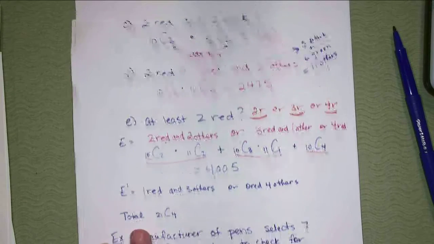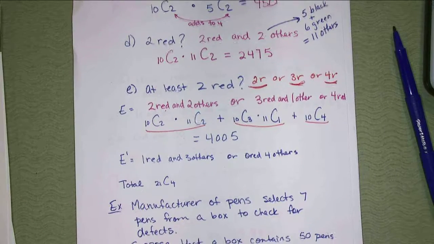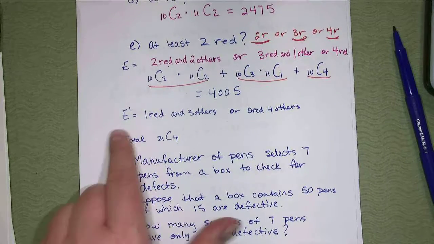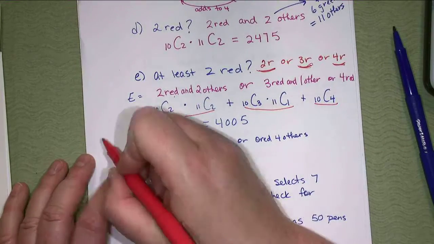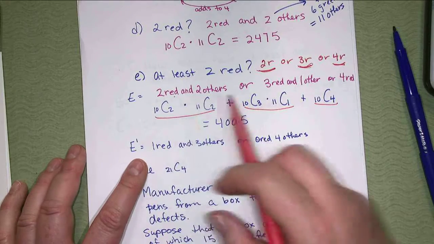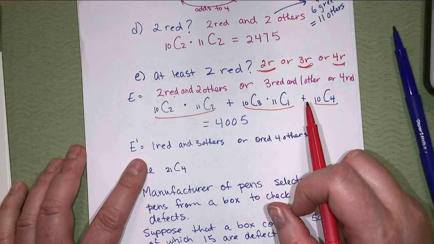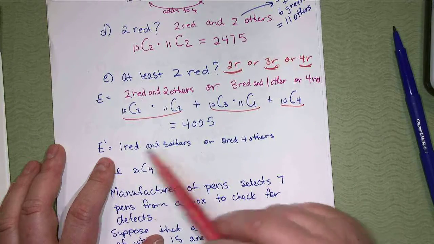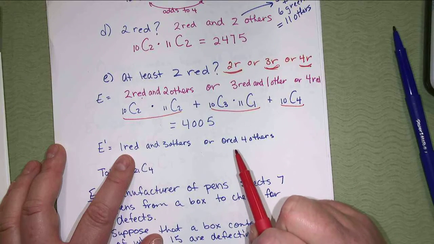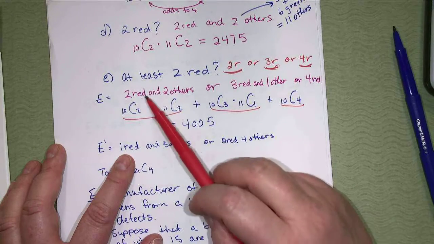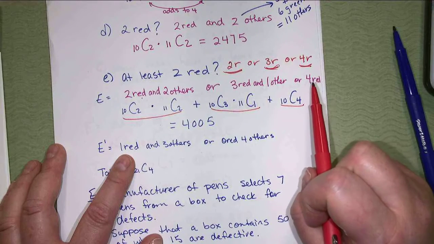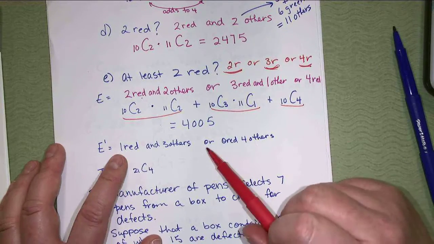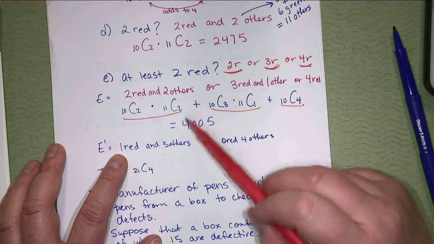All right, and that would be that. Here I was just talking about this is the opposite. Like I said, what's the opposite of this? I could ask for the opposite would be 1 red or no red. Right, if this is 2 red or 3 red or 4 red, then the opposite would be 1 or none.